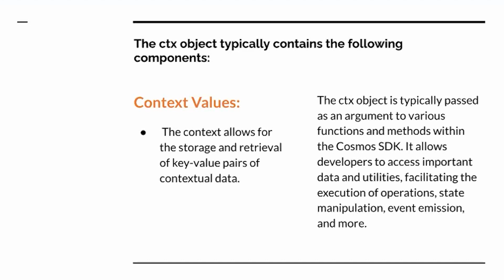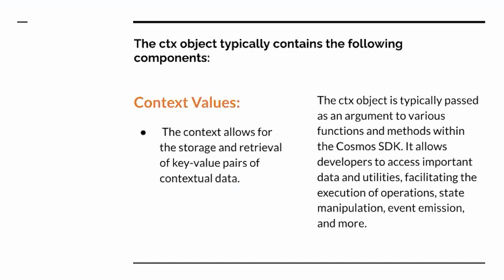So this context object is typically passed as an argument to various functions and methods within the SDK. It allows developers to access important data and utilities, facilitating the execution of operations, state manipulation, or events that we saw earlier, and more of these things. So these things are facilitated by context.